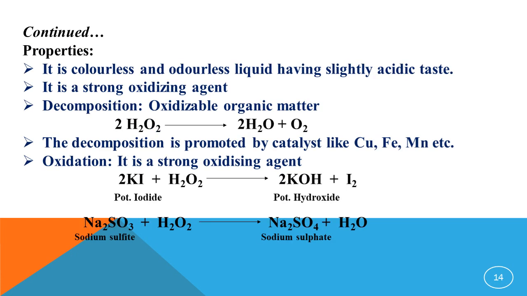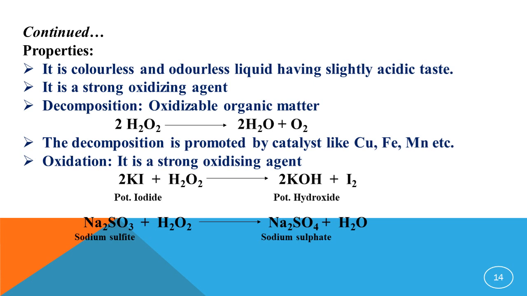Properties of hydrogen peroxide. Hydrogen peroxide occurs as a colorless, odorless liquid having a slightly acidic taste. It acts as a strong oxidizing agent. Hydrogen peroxide is decomposed in the presence of oxidizable organic matter, and its decomposition is promoted by metals and catalysts like copper, iron, manganese, etc. Decomposition of hydrogen peroxide gives water and liberates oxygen.